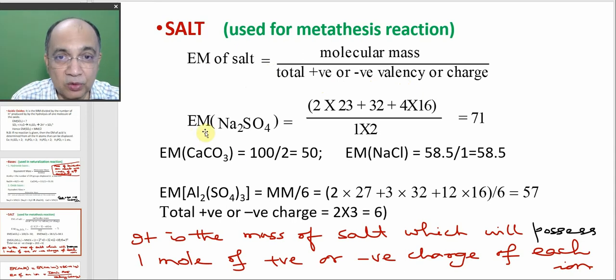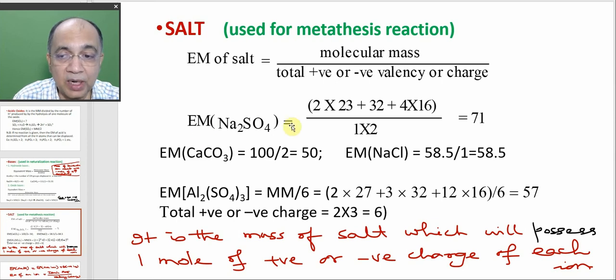For example, we want to find the equivalent mass of sodium sulfate. The total positive charge is 2 into 1. Sodium is plus 1 and there are 2 sodium, so the total positive charge is 2. And so also the total negative charge is 2. One sulfate ion is bearing 2 minus. So either the total positive or negative charge is the factor. If you add all these up and divide by 2, I've got 71 as the equivalent mass of sodium sulfate.